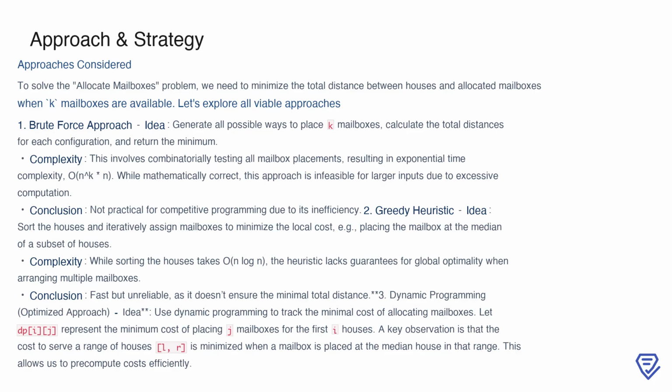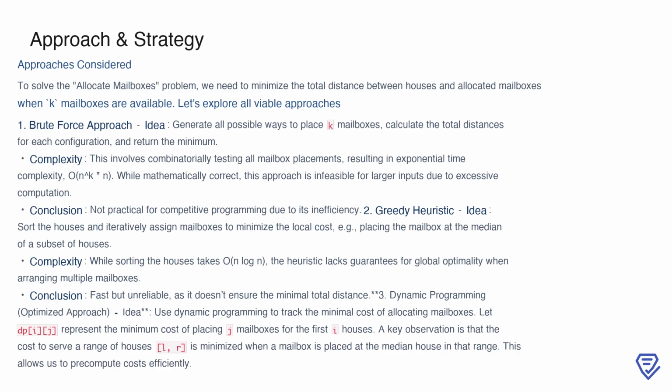First, the brute force approach involves generating all possible ways to place k mailboxes, calculating the total distances for each configuration, and returning the minimum. While this method is mathematically correct, its time complexity of n^k * n is exponential, making it computationally infeasible for large inputs. Next, we have the greedy heuristic approach.